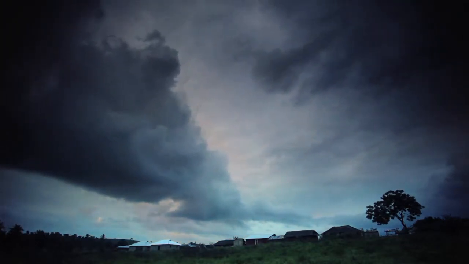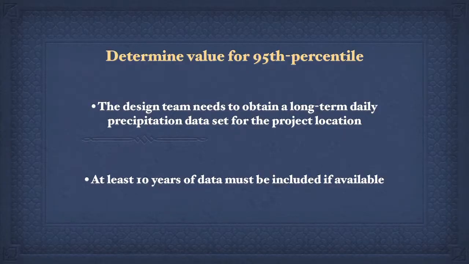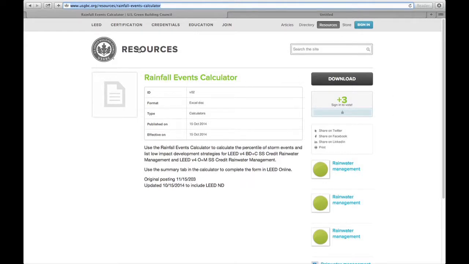First, the design team needs to obtain a long-term daily precipitation data set for the project location. Again, for U.S. projects, this can be data from the National Climatic Data Center website. In general, a 30-year period of rainfall record is preferred for the analysis. But again, at least 10 years of data must be included if available. Next, import the data into the USGBC Rainfall Events Calculator or another spreadsheet.